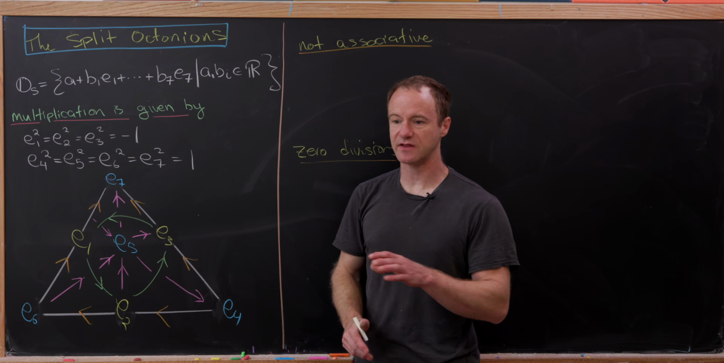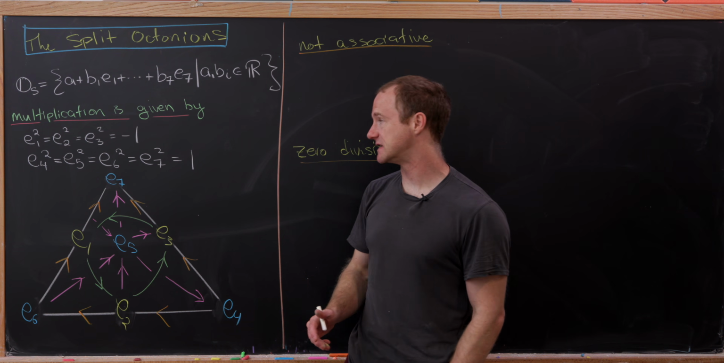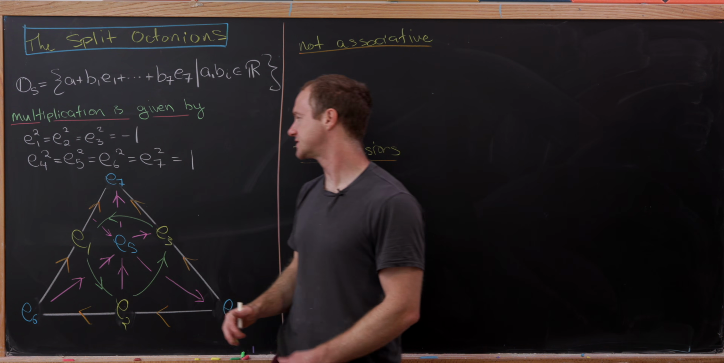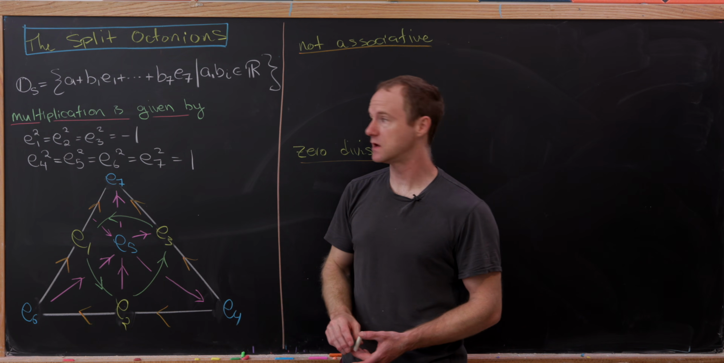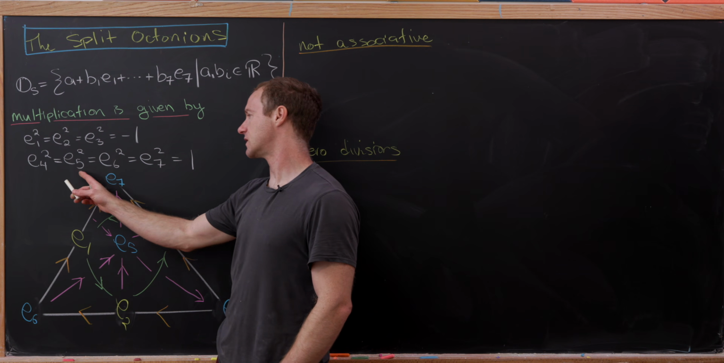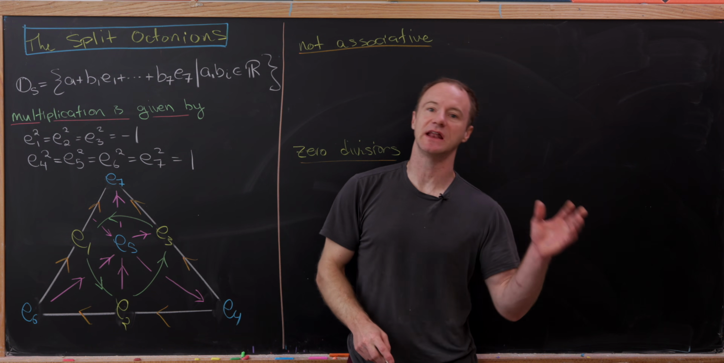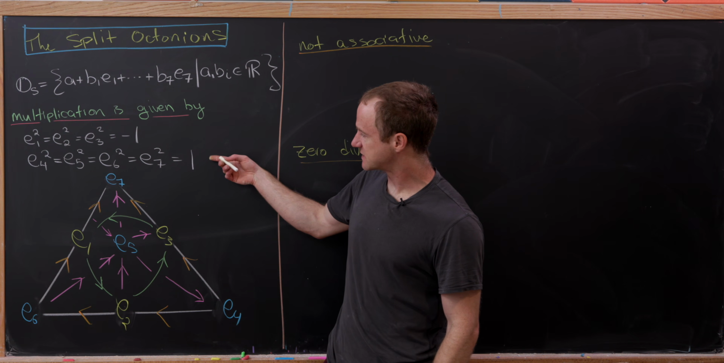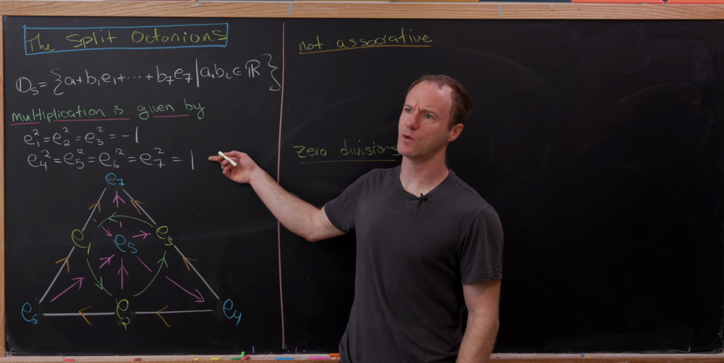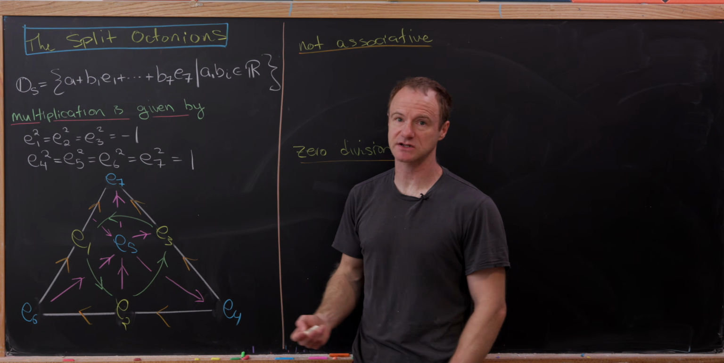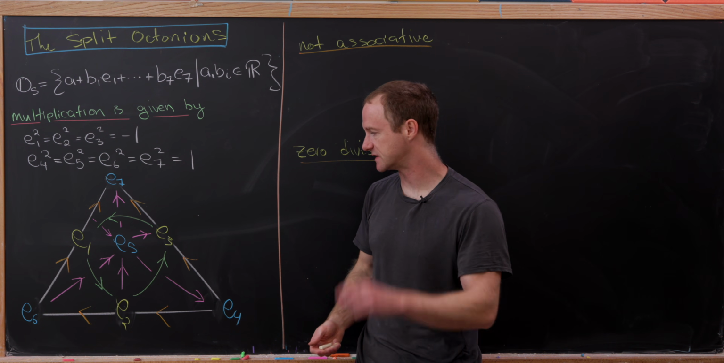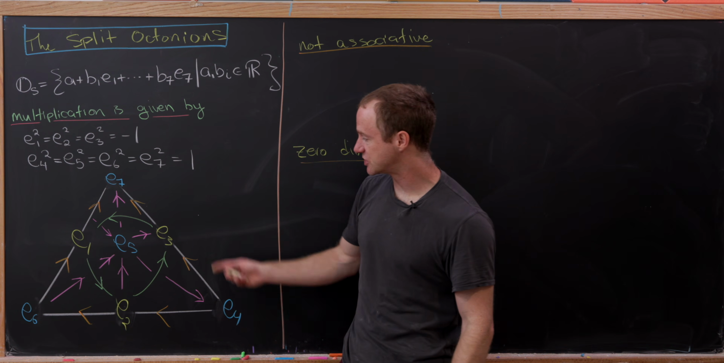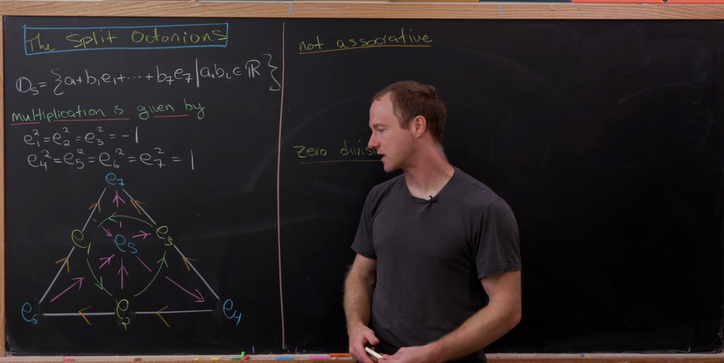So like I said, the number 1 is the multiplicative identity, and then E1 squared, E2 squared, and E3 squared are all -1, whereas E4 squared, E5 squared, E6 squared, and E7 squared are all +1. So the fact that these are +1 instead of -1 make them the split octonions instead of just the octonions. And then the rest of the multiplication is described by the following diagram.